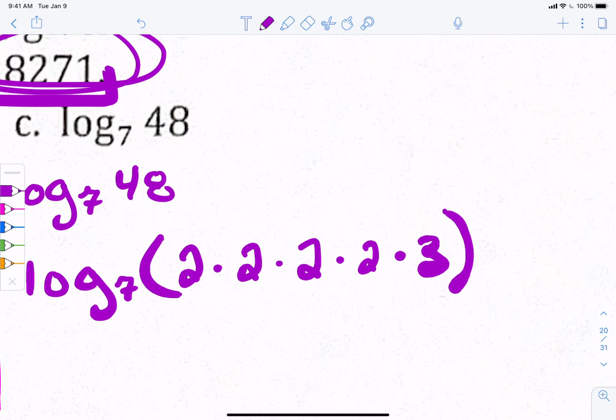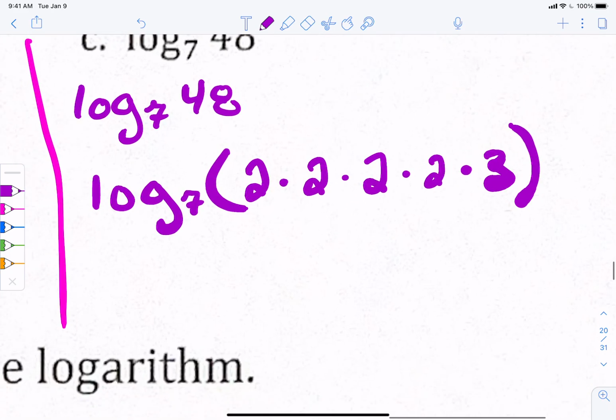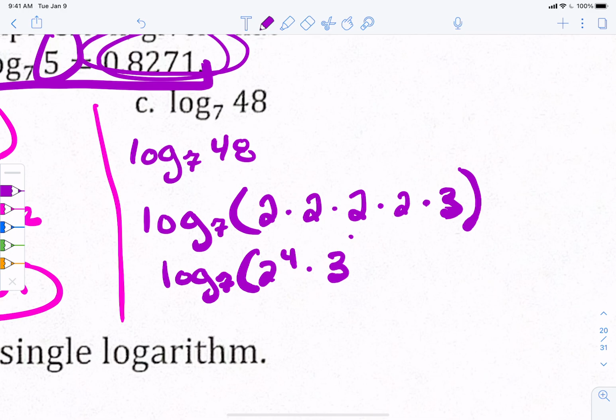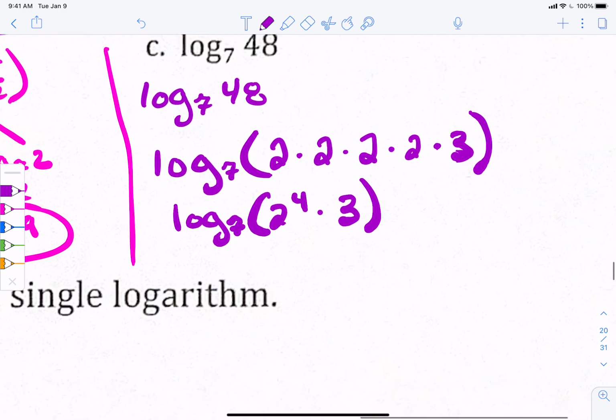Okay, but hold on. Before we start doing all those 2's, let's write this instead as log base 7 of 2 to the 4th power times 3. This is going to make it go a little faster if we write it as 2 to the 4th power. You should have that up there. Log of 48 equals, and then log of 7. Then you're going to have a lot more room. Okay, that's fine. I'll go down to the next one.